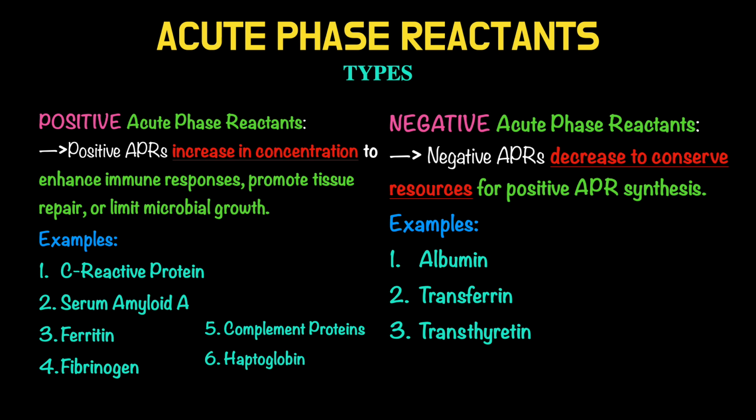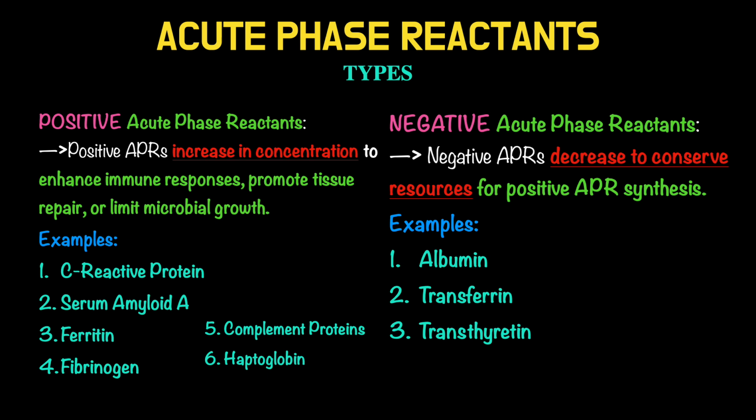These are positive acute phase reactants and negative acute phase reactants. The positive acute phase reactants increase in concentration, so that is why they are positive. They increase to enhance immune responses, promote tissue repair, or limit microbial growth. These proteins actually want to get the body out of that insult phase, right? The examples are C-reactive protein, serum amyloid A, ferritin, fibrinogen, complement proteins, and haptoglobin. We will be talking about each of them individually.